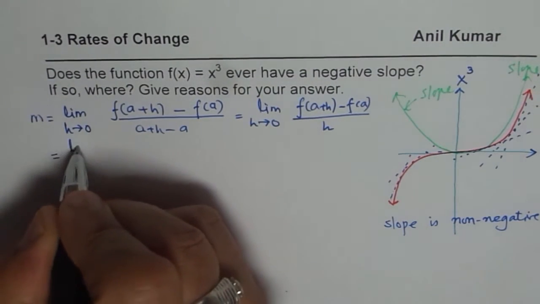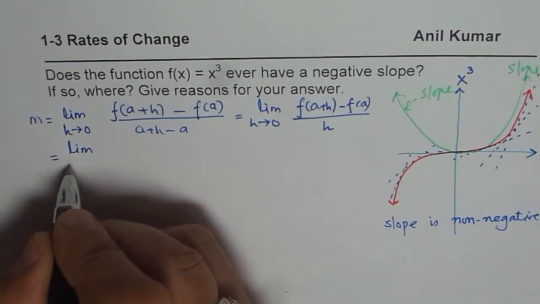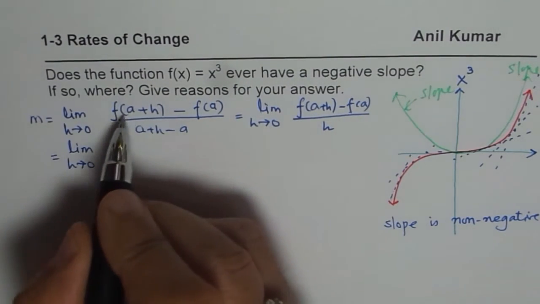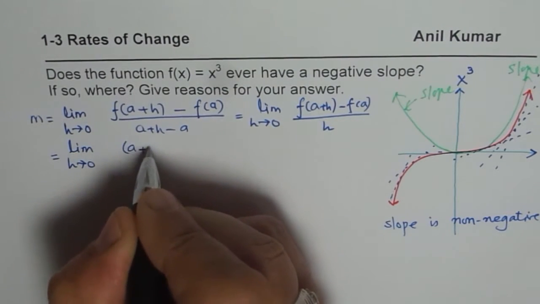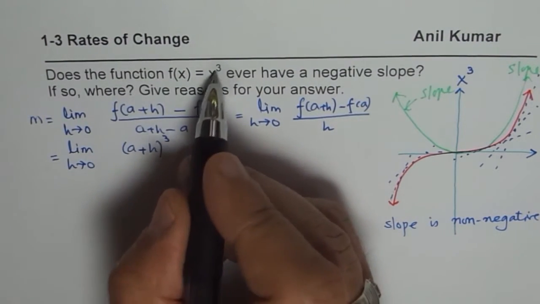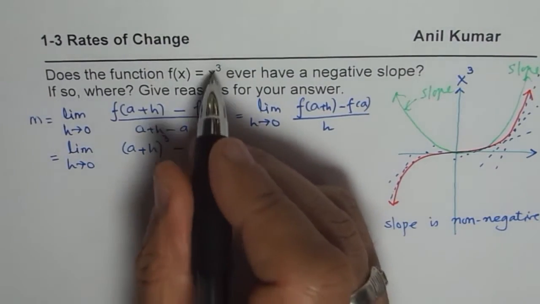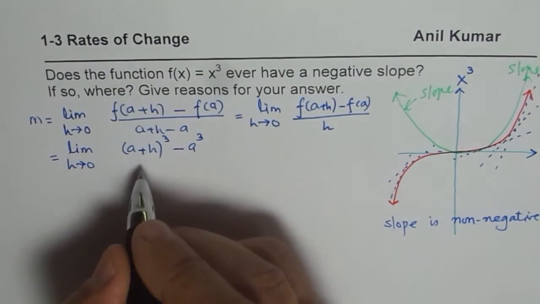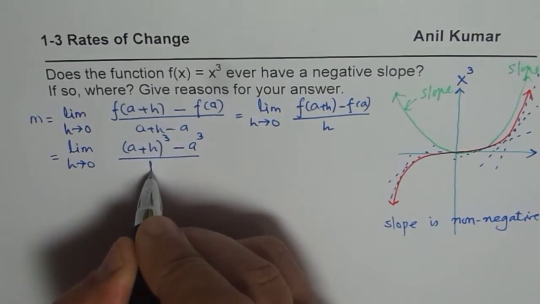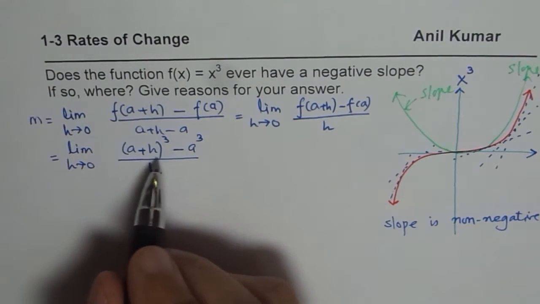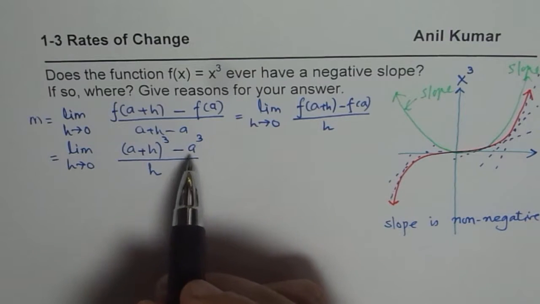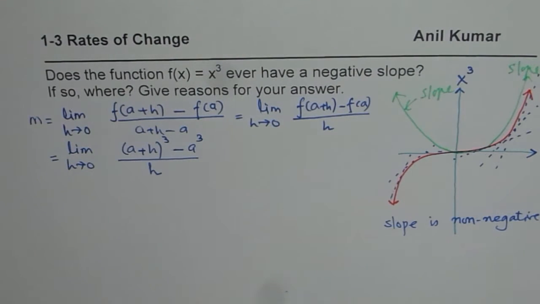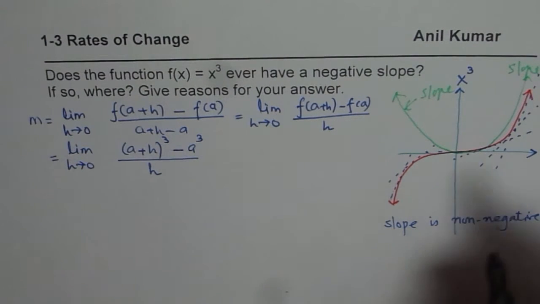Now we will substitute a in our function. So we have f of a plus h, which means a plus h whole cubed, our function is x cubed, minus a cubed, divided by h. Now we could expand this. You remember the a cubed minus b cubed formula. Let me write down the formula and then expand it using the formula itself.